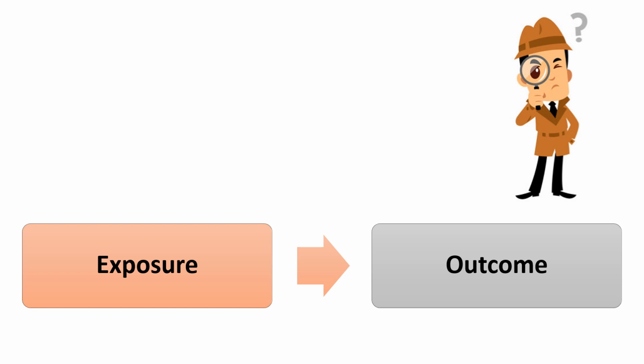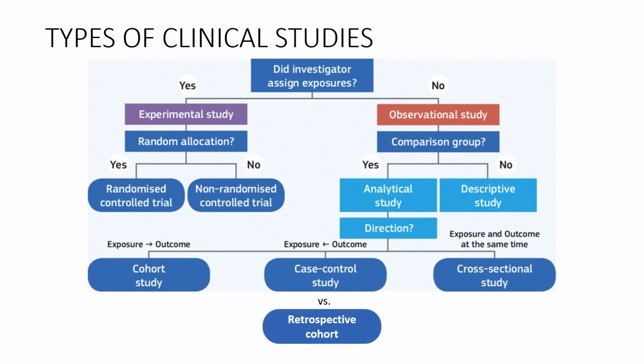The typical question asked by any biomedical research is to explore the relationship between an exposure and an outcome of interest. When we tackle this question, there are a number of studies and study designs that we can adopt in order to reach the answer. The most robust is the so-called experimental or interventional study, and this can be randomized or non-randomized. If the investigators don't assign exposure, then the study is an observational one.